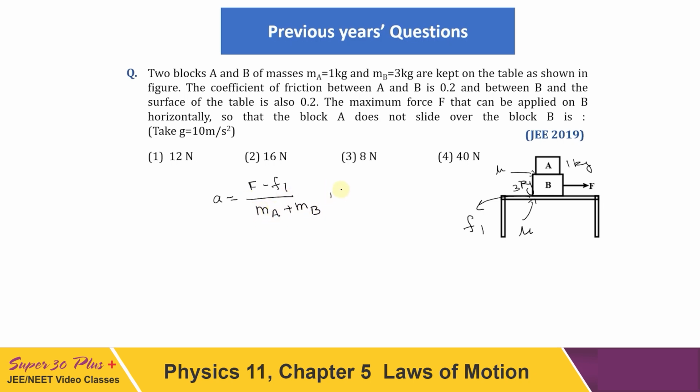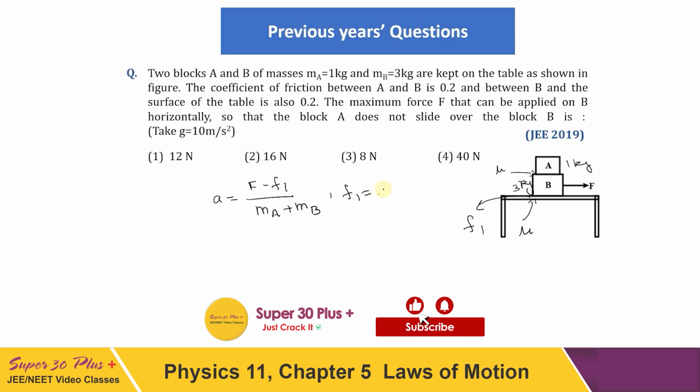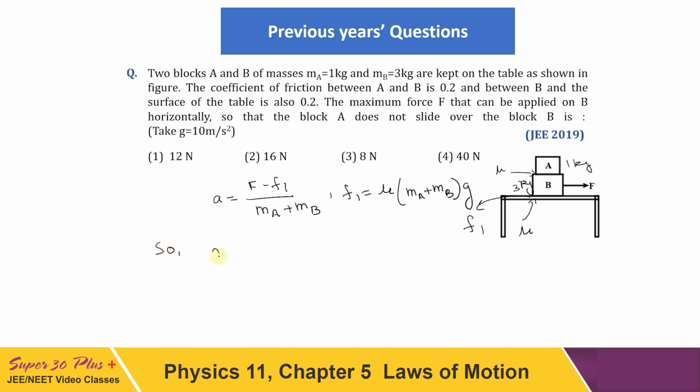And this friction F1 has to be equal to mu into normal reaction at these two surfaces. So it has to be equal to mu multiplied with MA plus MB into G. So we got A is equal to F minus mu MA plus MB multiplied with G, and whole divided by MA plus MB again. This is the acceleration we got. On substituting numerical values, we will get A is equal to F minus 8 upon 4.